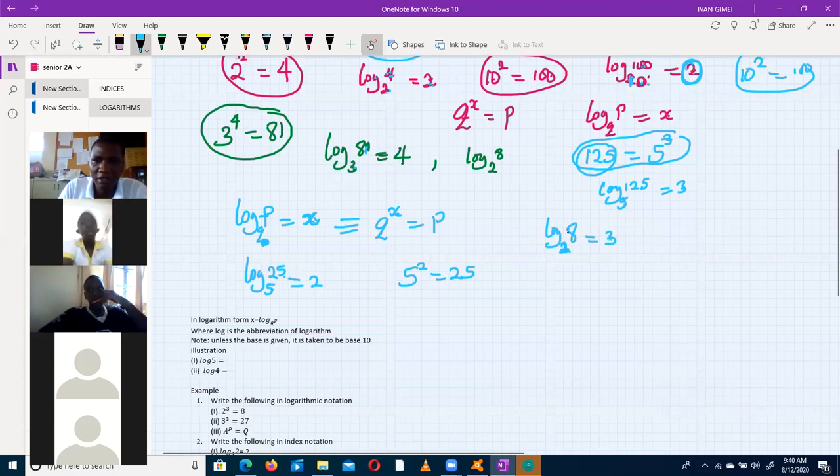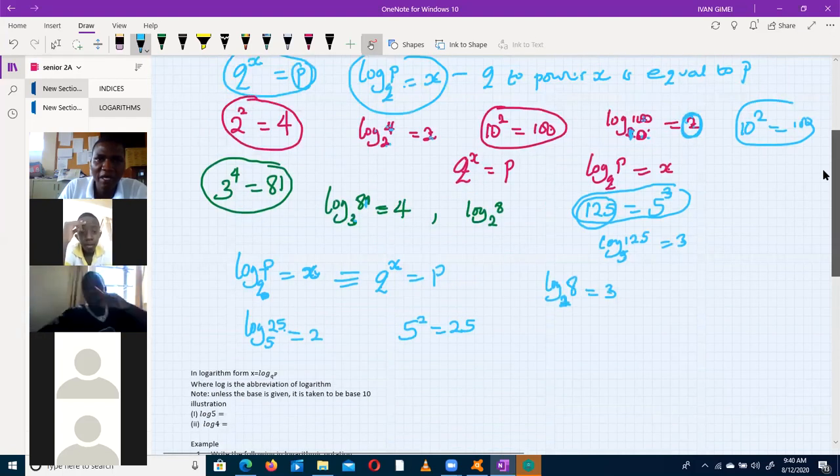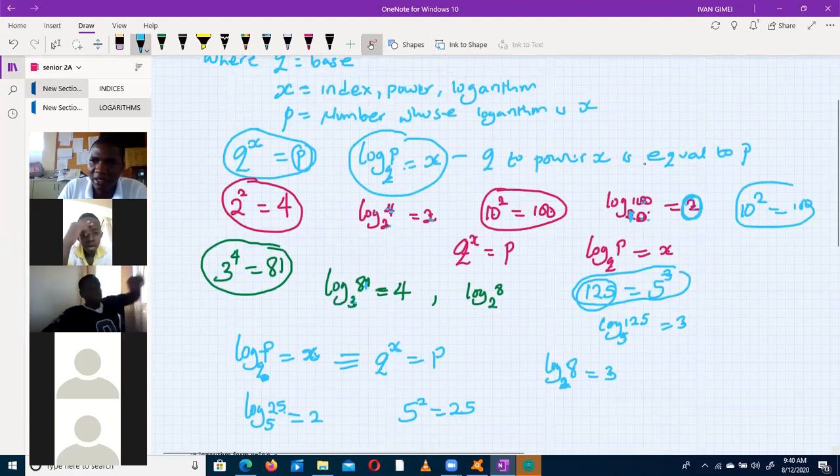Okay, all right. So let's proceed. That's the definition of logarithm, and we're going to use it from time to time. We're going to apply it everywhere. So make sure you put it at the back of your mind. We're going to refer to it every time.